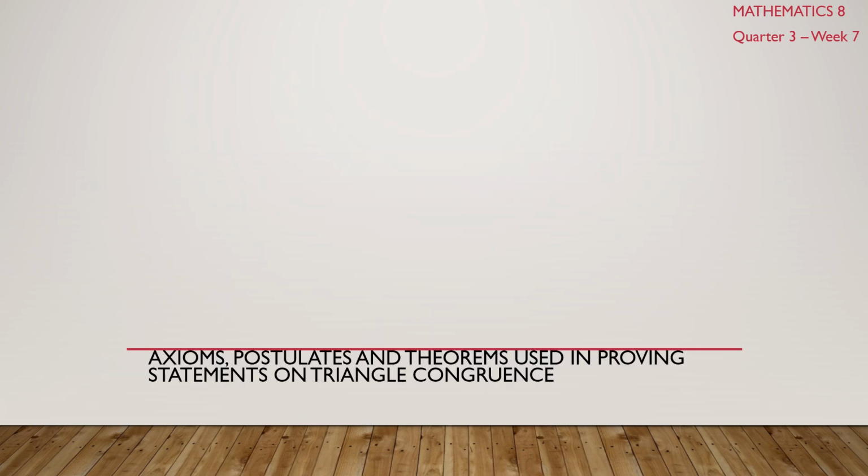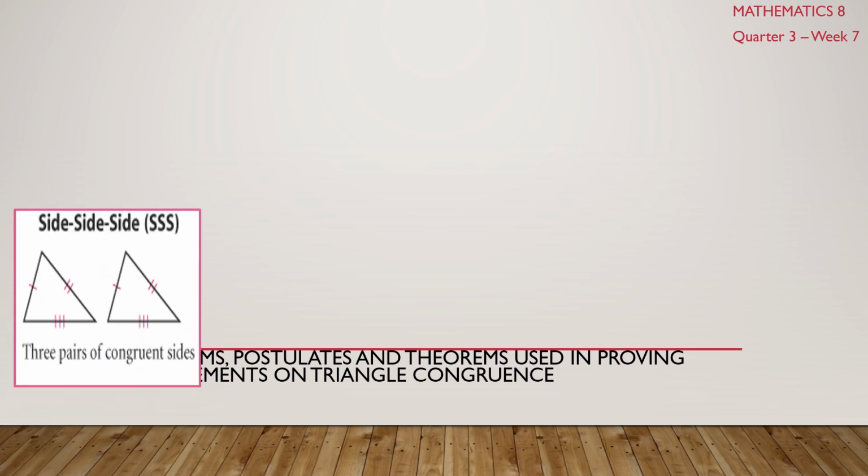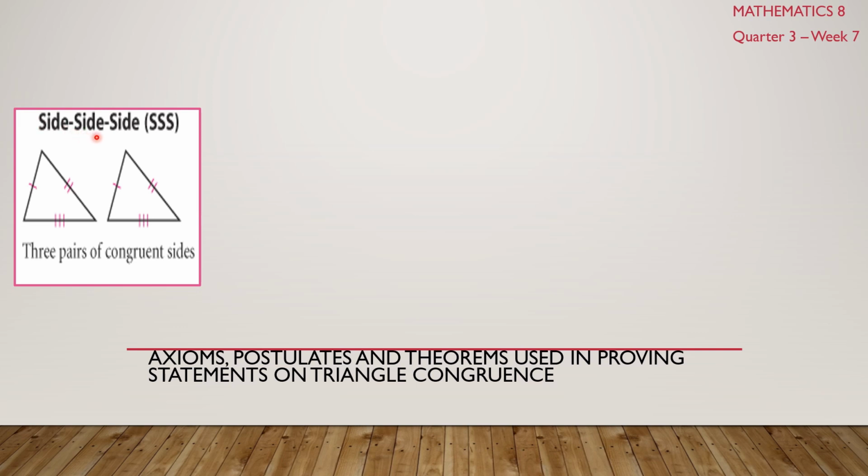In proving statements in geometry, we use axioms, postulates, and theorems or even definitions. Here are some axioms, postulates, and theorems that we're going to use in proving statements on triangle congruence. Let's start with triangle congruence postulates. We have side, side, side, or SSS postulate. This postulate states that if the three sides of one triangle are congruent to the corresponding three sides of another triangle, then the two triangles are congruent.